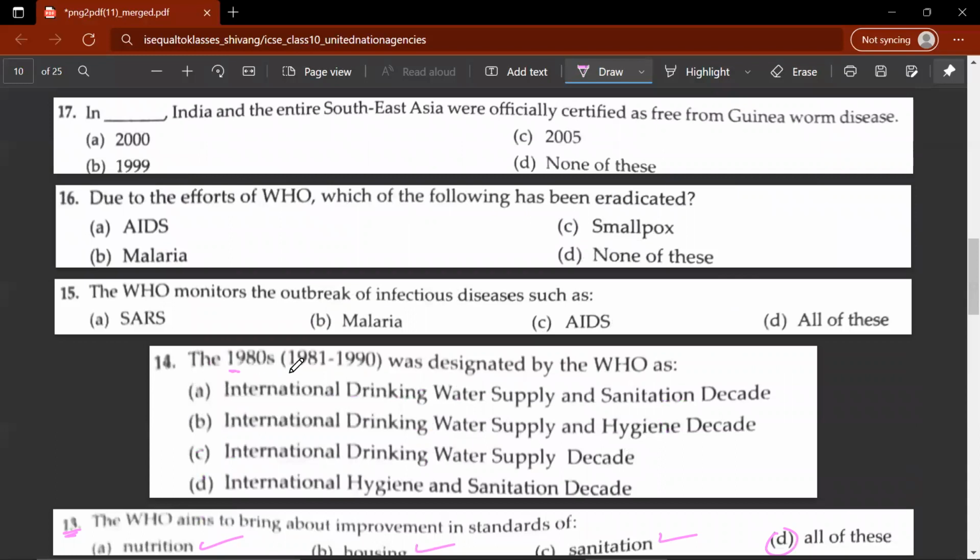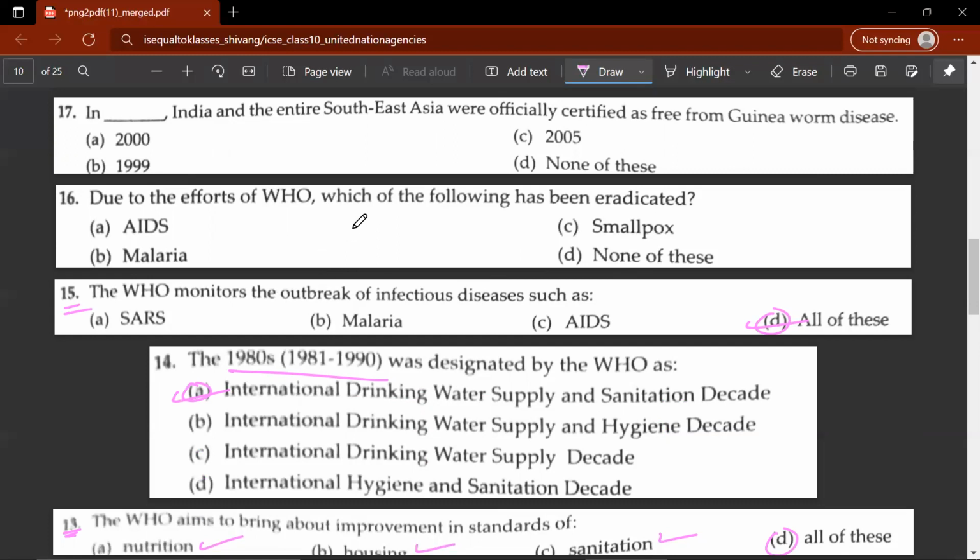14th question, the 1980s, 1981 to 1990 is designated by WHO as International Drinking Water Supply and Sanitation Decade. A would be the correct answer. Let's move on to the next question. The WHO monitors outbreak of infectious disease such as AIDS, malaria, and SARS, COVID. Let's move on to the next question.